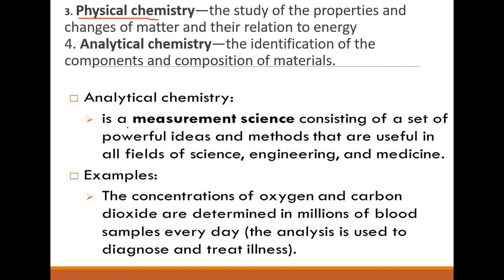For example, the concentrations of oxygen and carbon dioxide are determined in millions of blood samples every day. When you get a sample of blood and you want to study the concentration of oxygen and carbon dioxide inside the blood, this is called analysis, or analytical chemistry. So analytical chemistry identifies the components and the composition of materials.